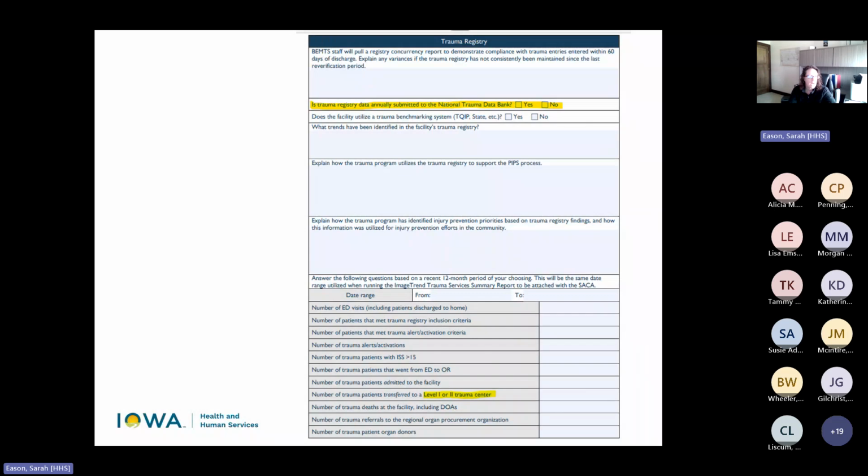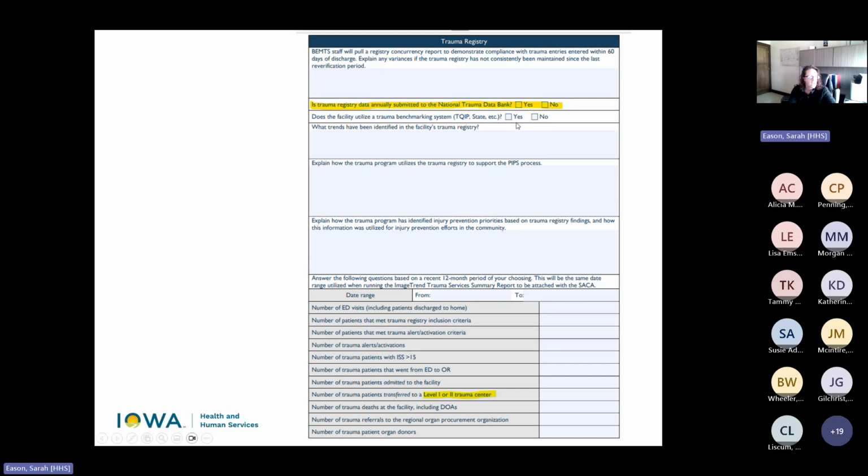And how do I have proof for that? It's usually just an email from the TPM saying, here's the email from the NTDB, or here's the receipt that we paid for it. I think it's still like $500 a year for the level 3 trauma care facilities. Some sort of documentation that you are participating in NTDB as a level 3.